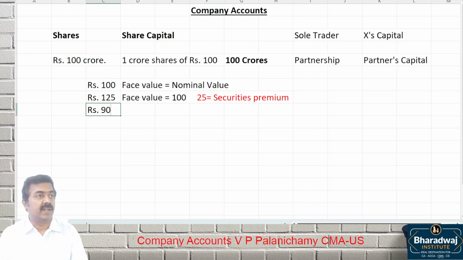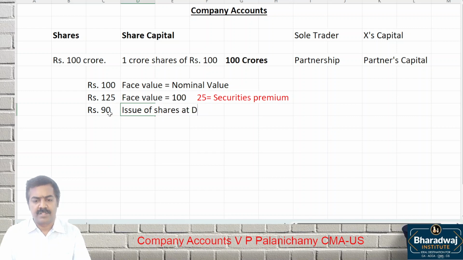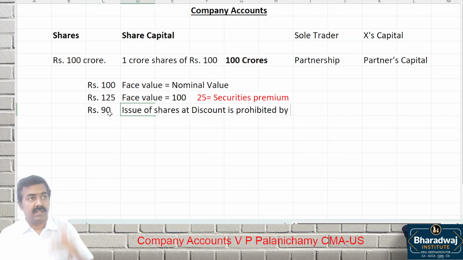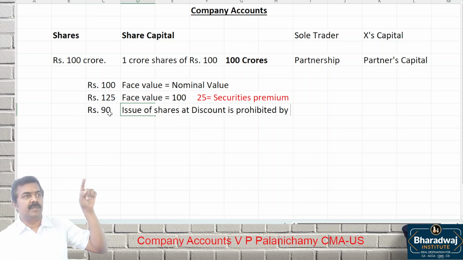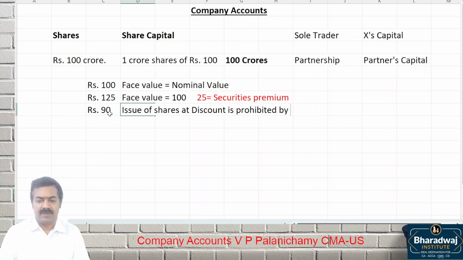Sir, can I issue the shares at 90? Less than the face value? Okay, issue of shares at discount is prohibited. Now even sweat equity shares you cannot issue less than the face value. It can be issued less than the market value, but cannot be less than which value? Face value. This is prohibited by company law.